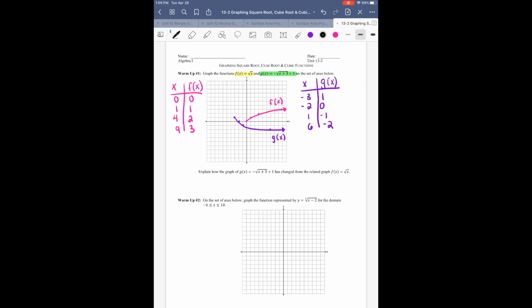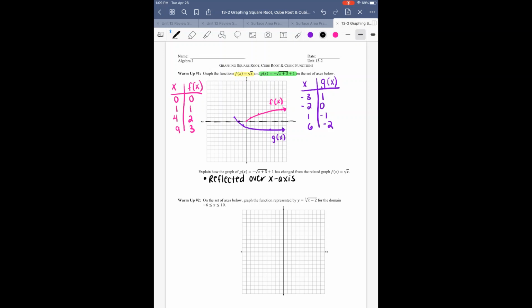So the first thing I notice is that the curve is opening up in the opposite direction. If you take a look at your x-axis, it's kind of like mirrored along the x-axis. So when we have something that is being mirrored over one of the axes, it's a reflection. So the first thing that happened is it's reflected over the x-axis.